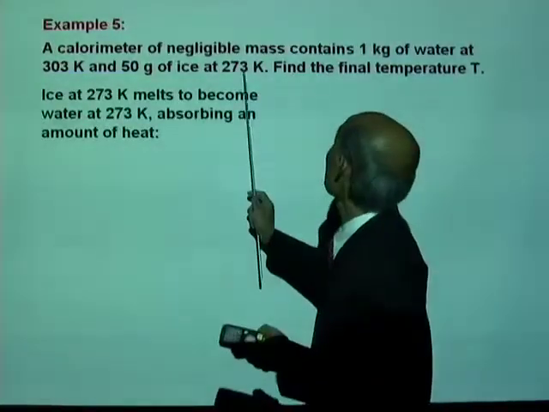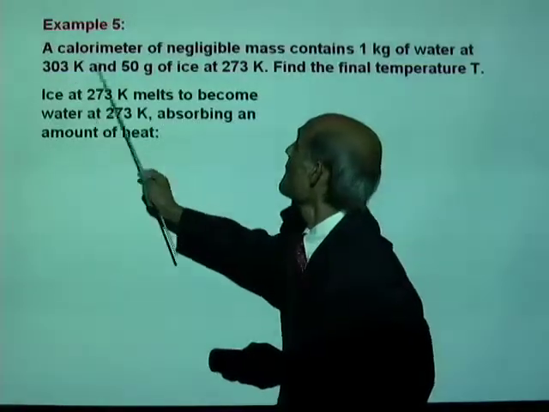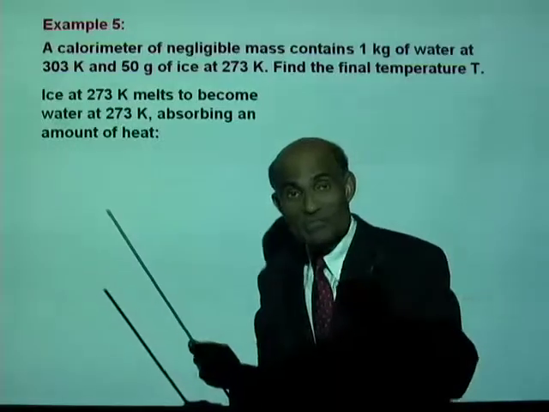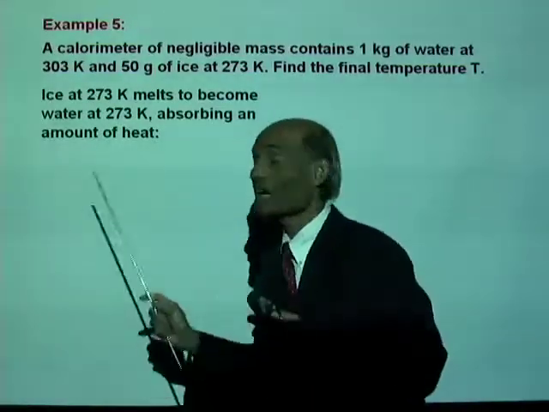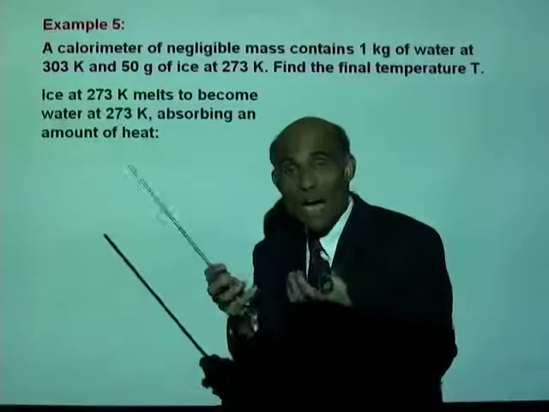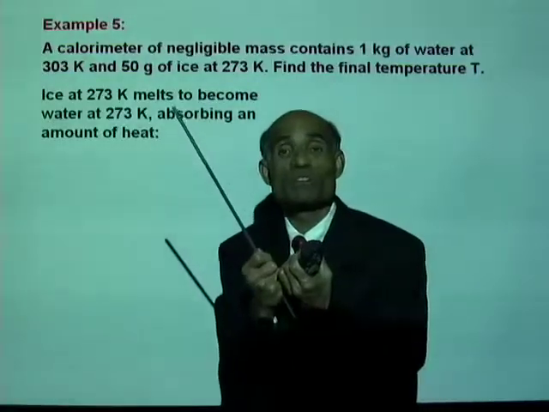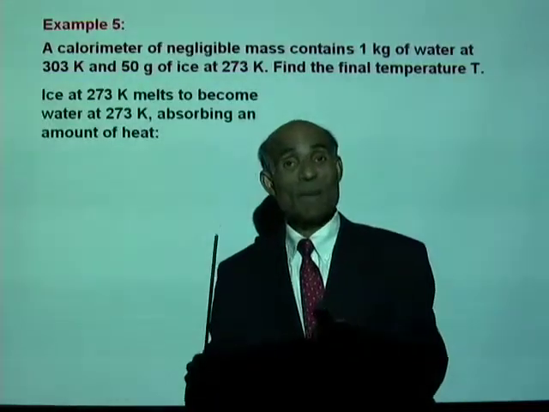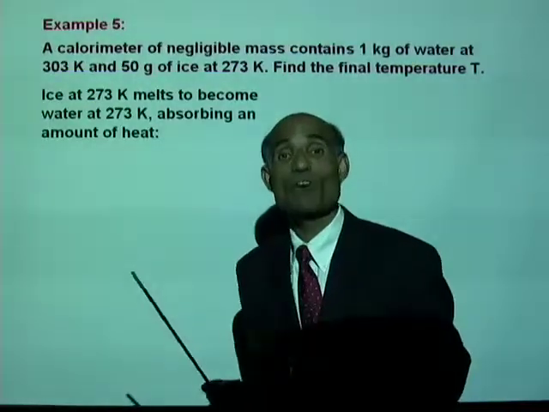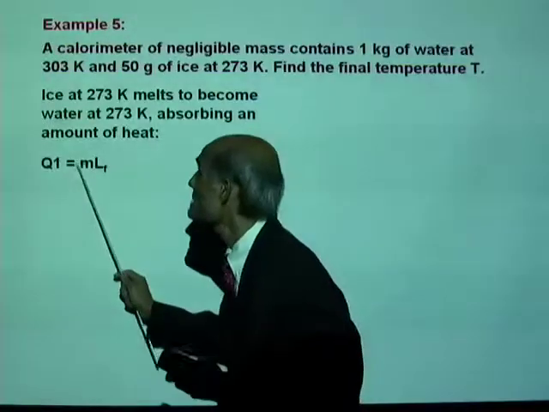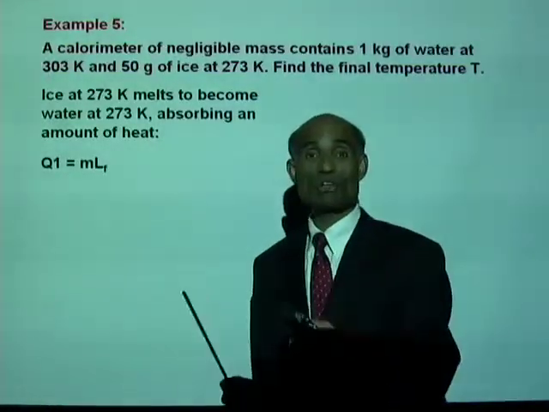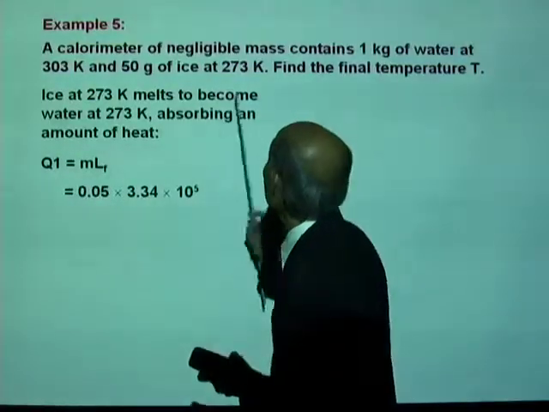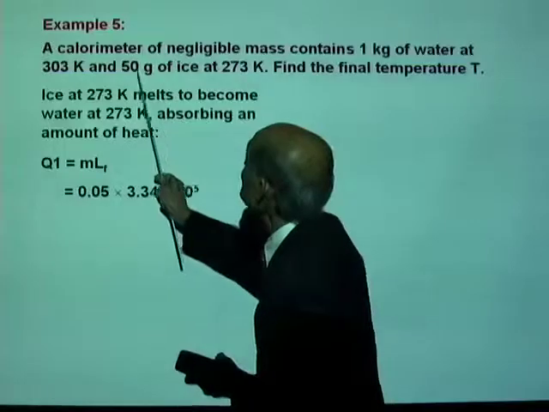The temperatures are given in Kelvin here. You see that? So ice at 273 Kelvin first has to melt to become water at the same temperature, absorbing a quantity of heat. What is the quantity of heat absorbed during that time? Will be mass times latent heat of fusion. Q1 is mass times latent heat of fusion. That will be, what is the mass of ice? Mass of ice is 50 gram.